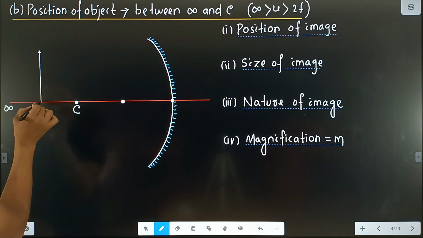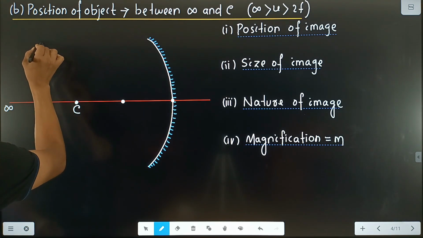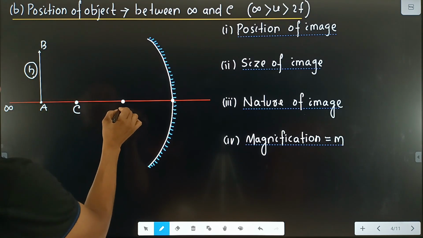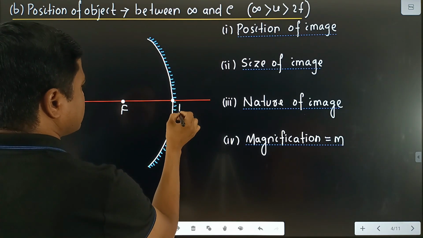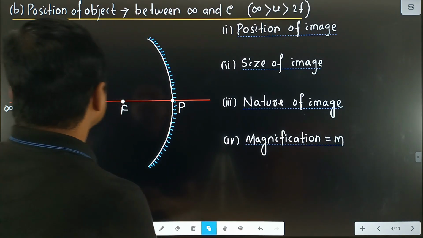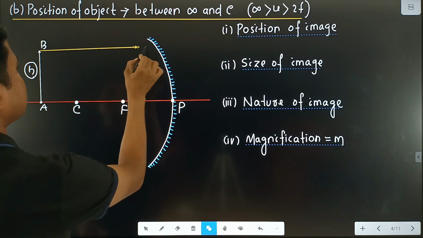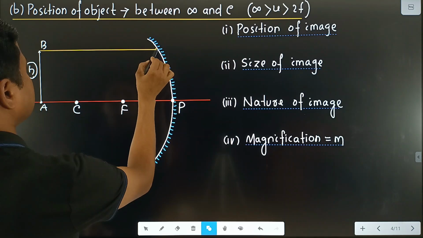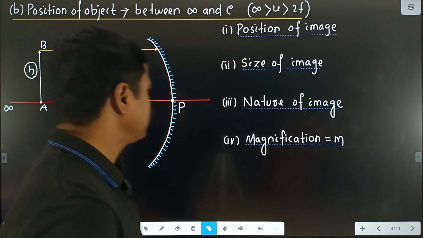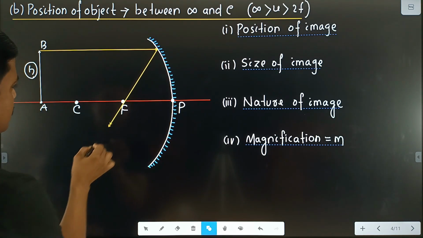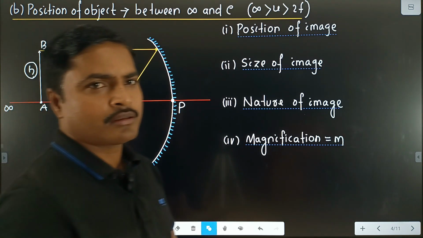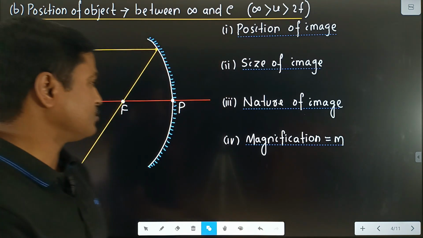So this one is the infinite. For the height of the object we write AB, and suppose that is h, and you know this point is the focus and this point is the pole. Clear? Then we draw the incident rays. This is the first incident ray, parallel to the principal axis, and you know after reflection from the reflecting surface, the ray must pass through the focus. You know that because the incident ray is parallel to the principal axis.